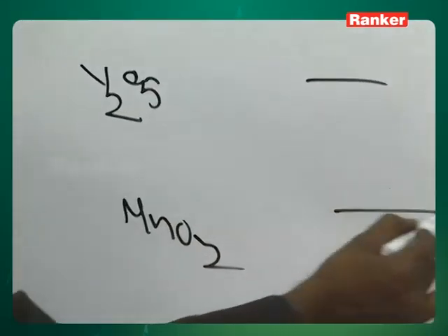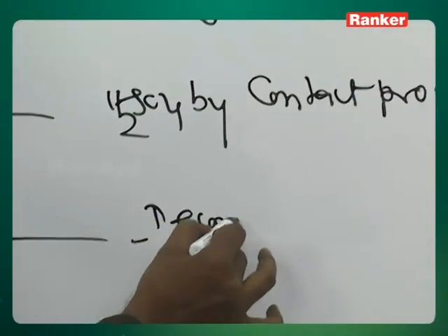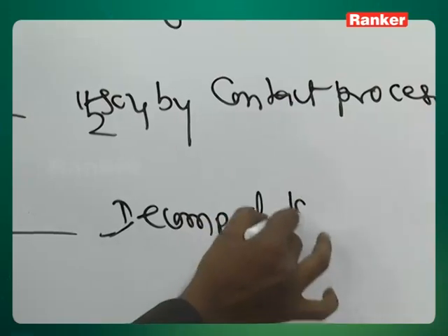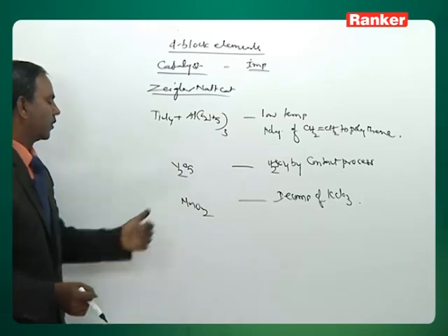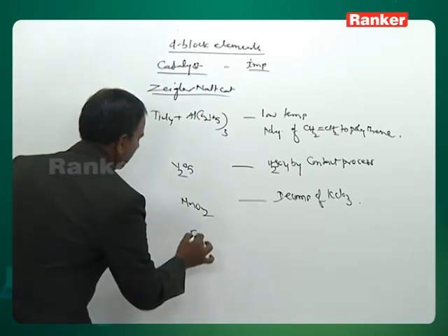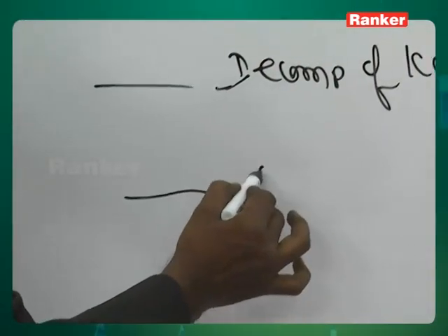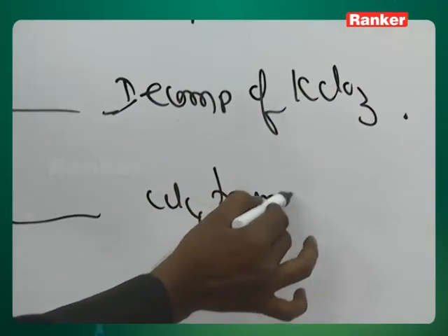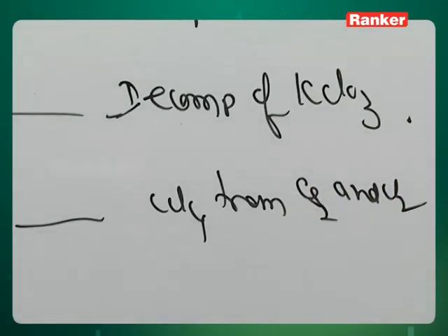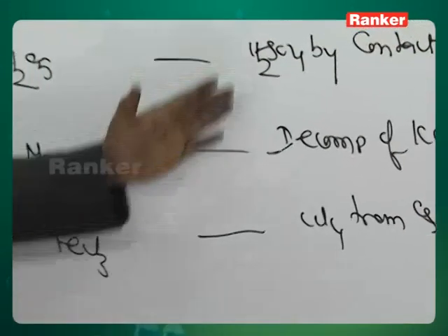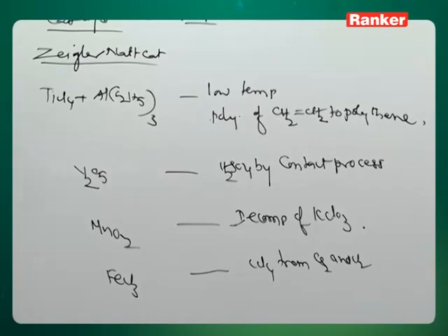MnO2 is the catalyst used for the decomposition of KClO3 for the preparation of oxygen. Now consider FeCl3. FeCl3 is used for the manufacture of CCl4 from CS2 and Cl2. These are some important catalysts and their commercial importance. This is about the catalytic properties of these elements.